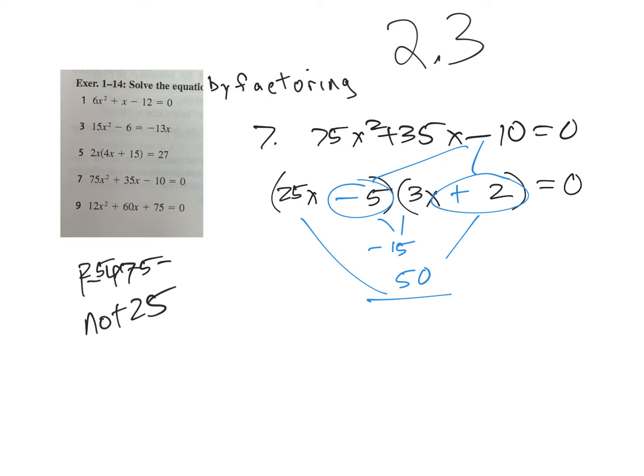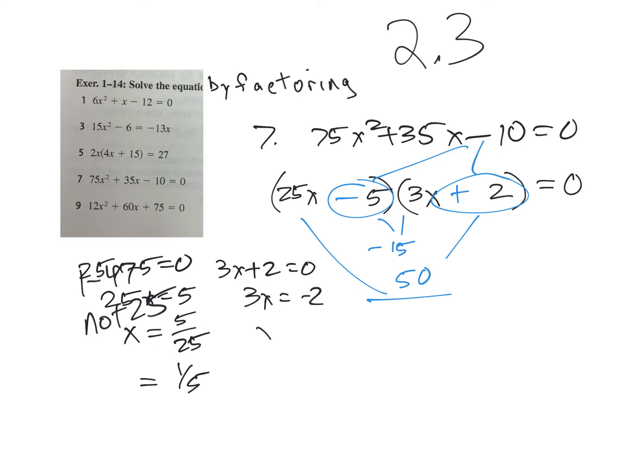All right, so now let's solve. 25x minus 5 equals 0, and 3x plus 2 equals 0. Add 5. So divide by 25. Reduce. That's 1/5. Subtract 2. Divide by 3. And those are your answers. Next, number 9.